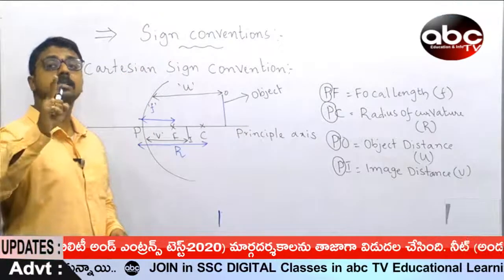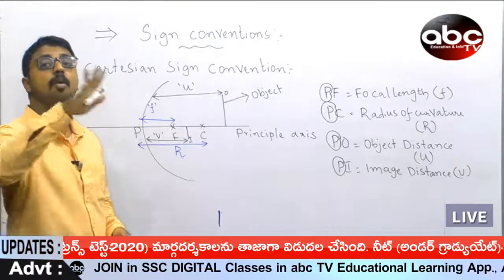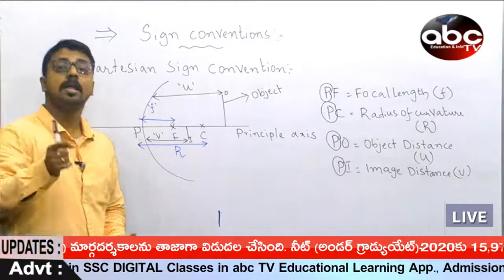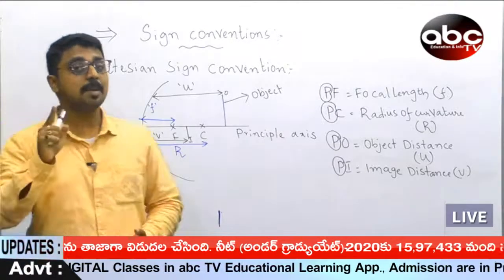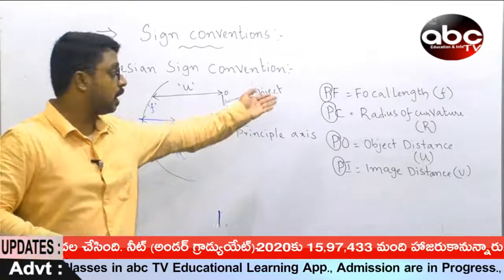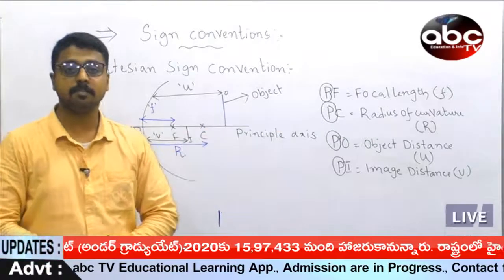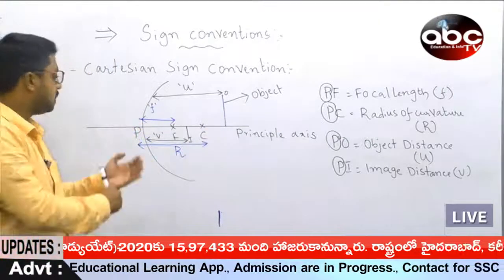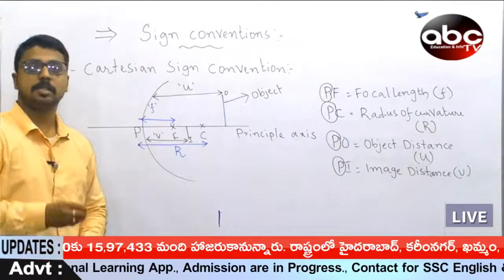All the distances must be measured from the pole, as in the examples taken. Right. We will move to the second rule of the Cartesian sign convention.